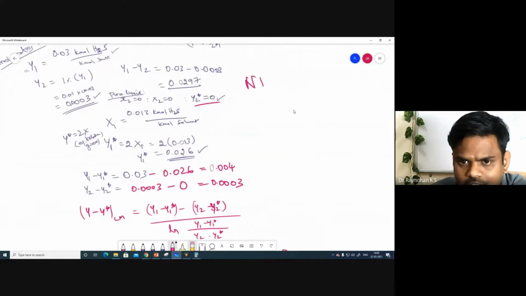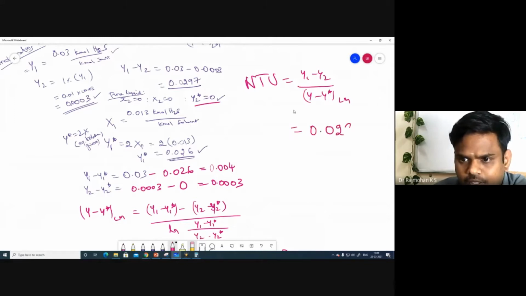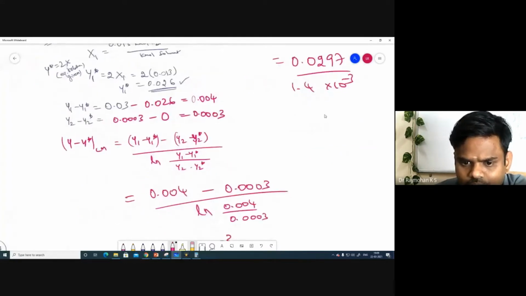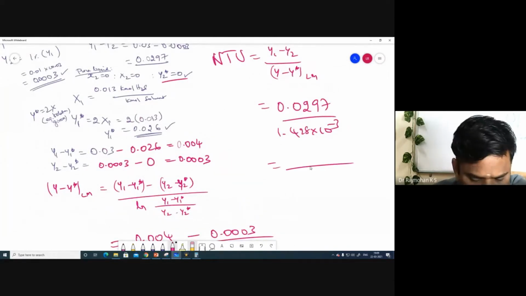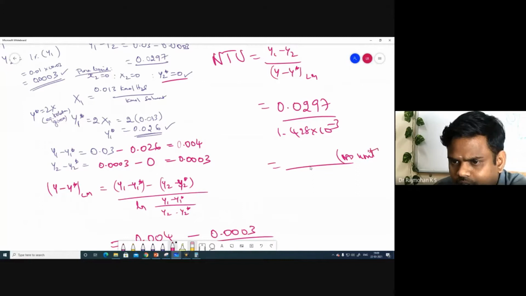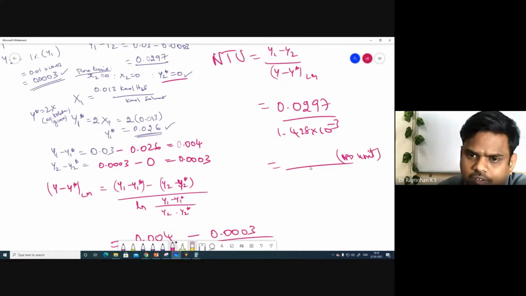So we can write what is NTU. NTU is equal to y1 minus y2 by y minus y star logarithmic mean. This is 0.0297 divided by 1.4 into 10 power minus 3. Okay. Please report your value. What is your NTU value? NTU has no unit. Okay. So this is the value of NTU.